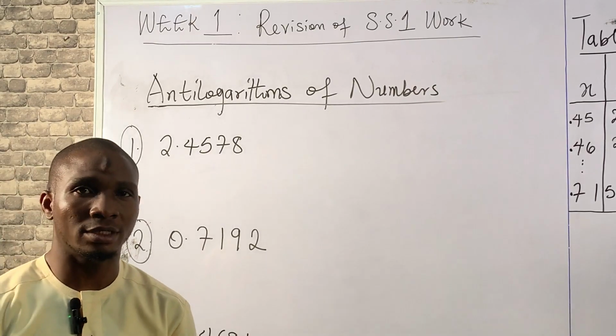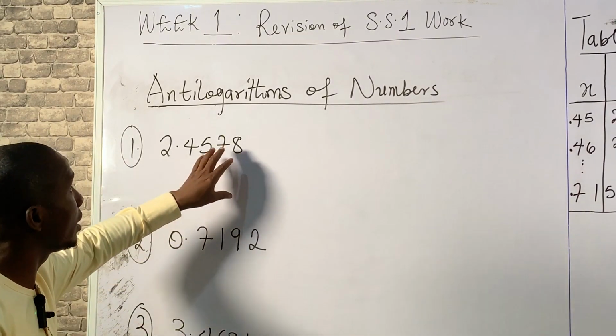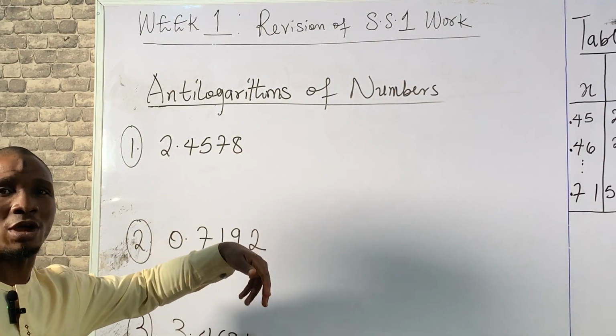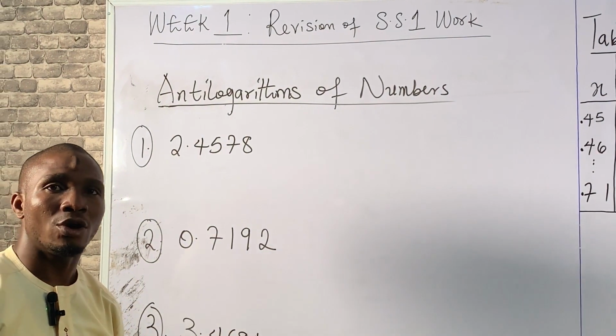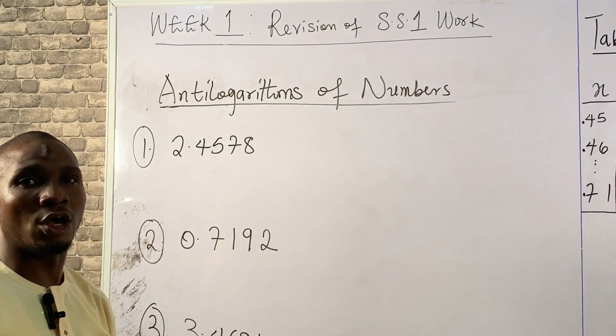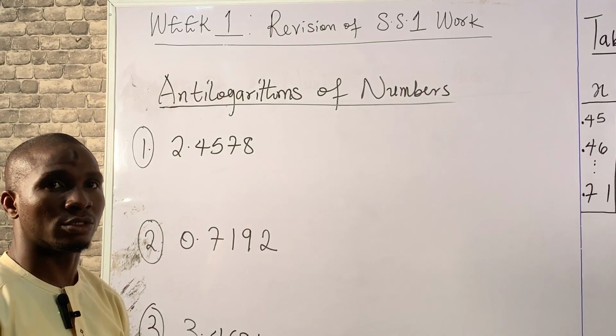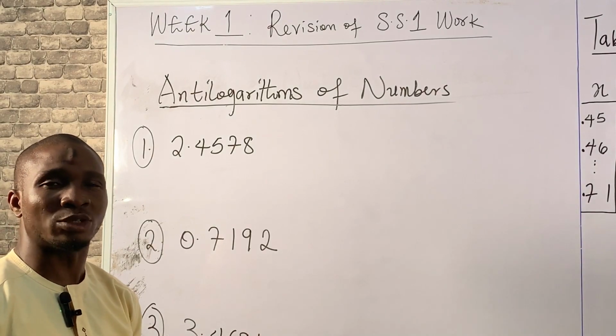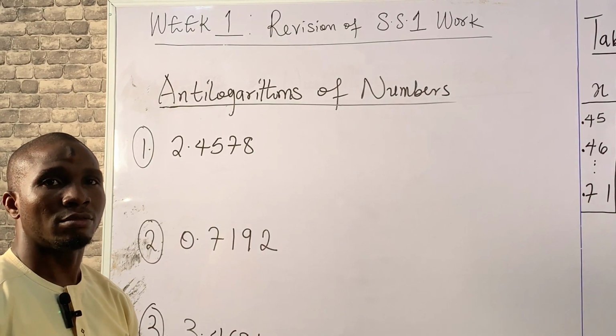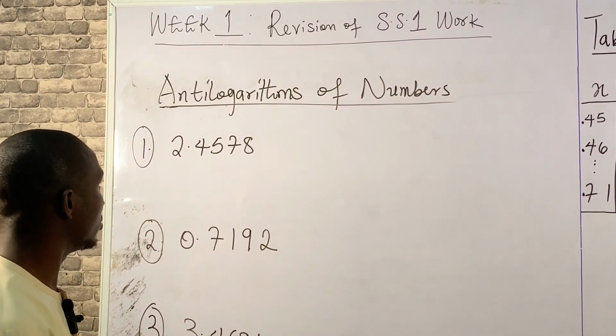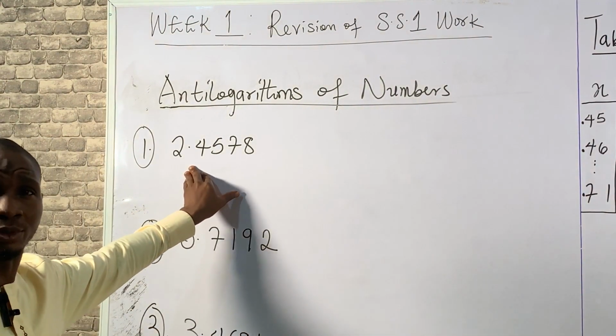On week 1. So we are still on week 1. We want to look at how we can find the antilogarithms of numbers, that is the opposite of logarithms. How can we find the antilogarithms of numbers using the 4-figure table? All right, let's look at the first example.